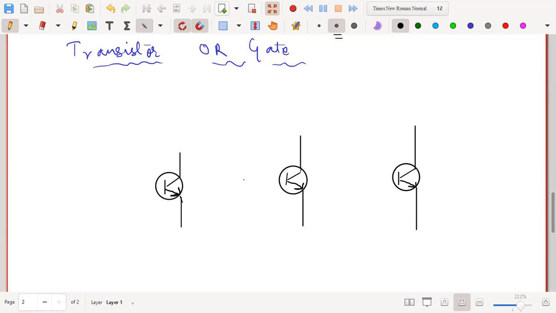So these are the transistors. Now let me tell you about the transistor. Suppose this is my NPN transistor.